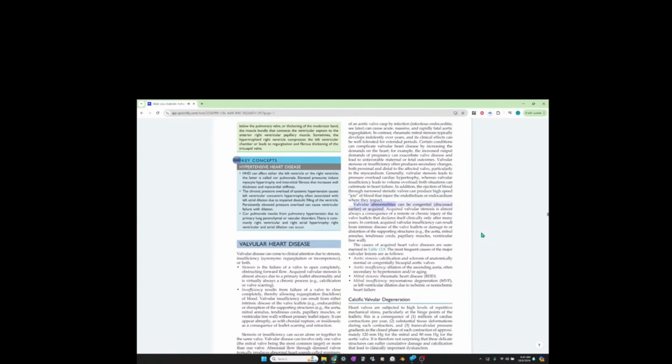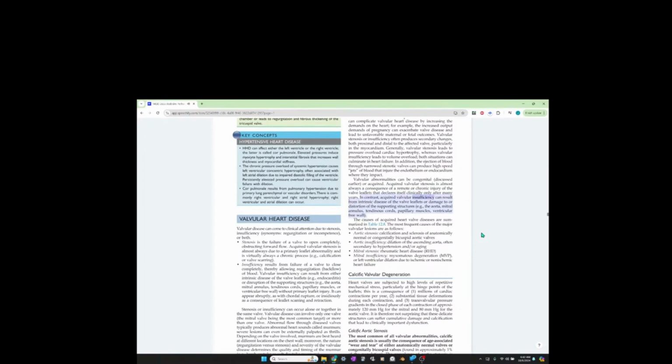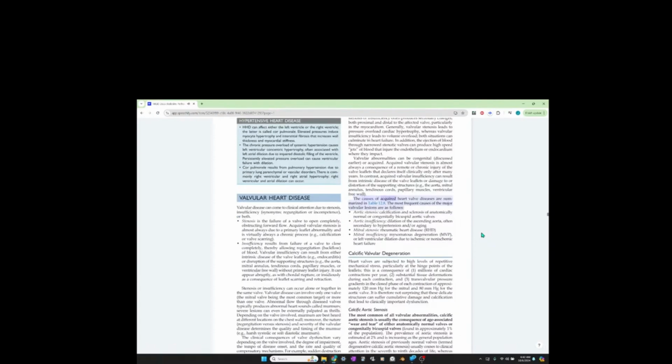Valvular abnormalities can be congenital or acquired. Acquired valvular stenosis is almost always a consequence of a remote or chronic injury of the valve leaflets that declares itself clinically only after many years. In contrast, acquired valvular insufficiency can result from intrinsic disease of the valve leaflets or damage to or distortion of the supporting structures. The causes of acquired heart valve diseases are summarized in Table 12.8.